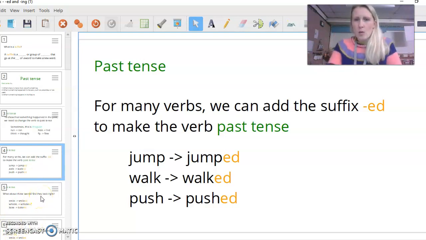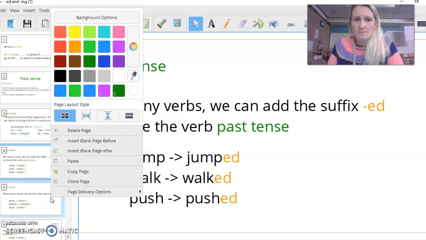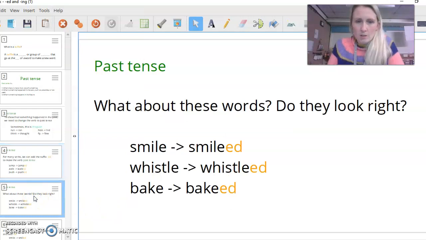So you read these words together with me? Jump, jumped, walk, walked, push, pushed. Well done. Oh, I've pressed something wrong. What about these words? We had a conversation about this actually today. Do they look right? Let's read them together.